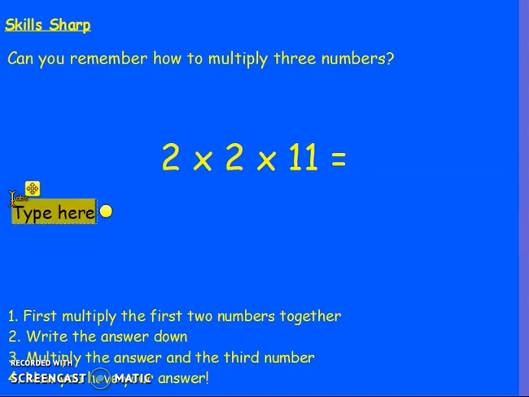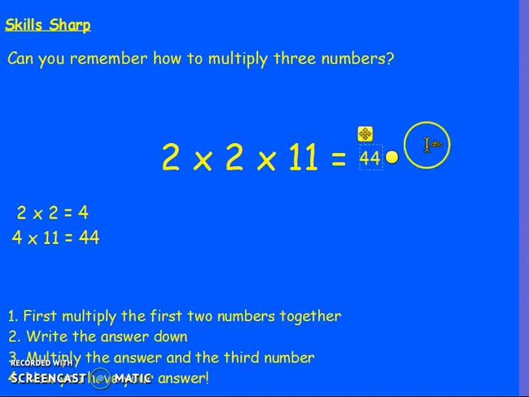First, we'll multiply the first 2 numbers together. 2 multiplied by 2 is 4. Well done if you wrote that down. We've written the answer down. Step 3 says multiply the answer by the third number. So that's 4 times the third number in the calculation, which is 11. 4 times 11 is, well done, 44. So 2 times 2 times 11 equals 44. I hope that's helped remind you of how to do this independently.